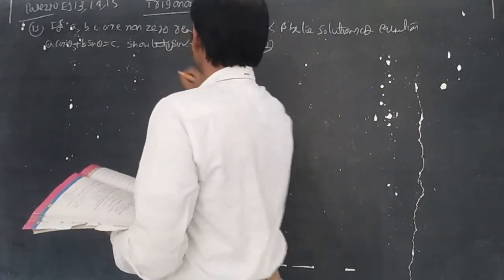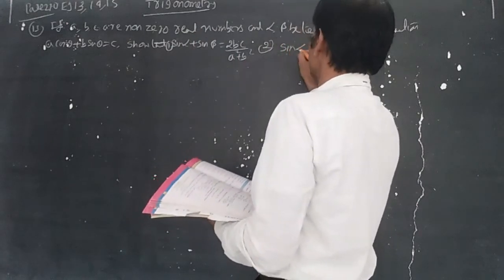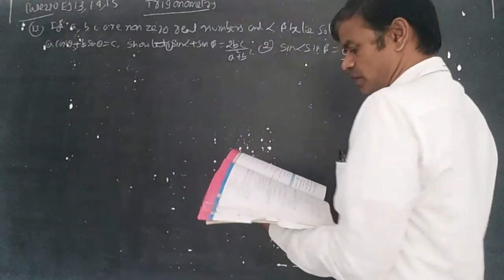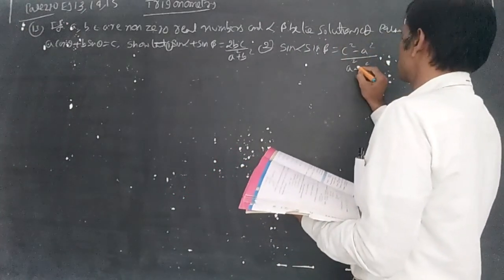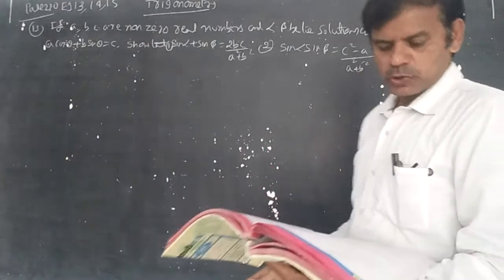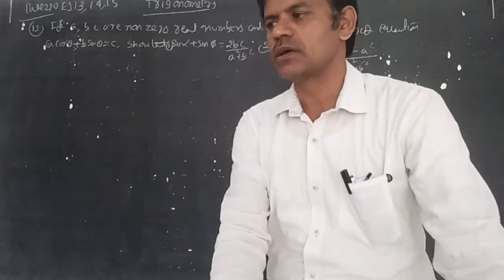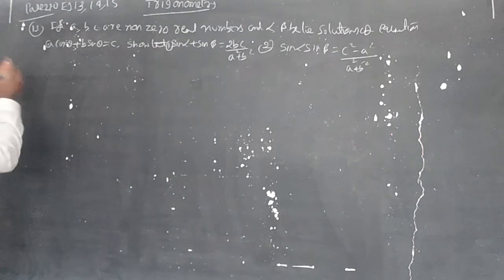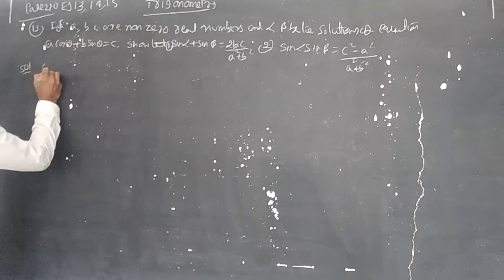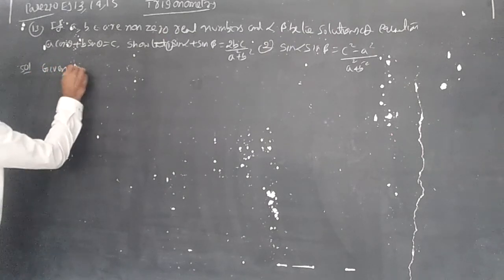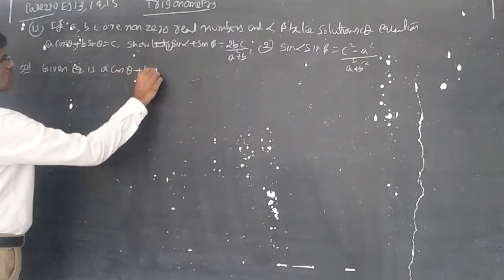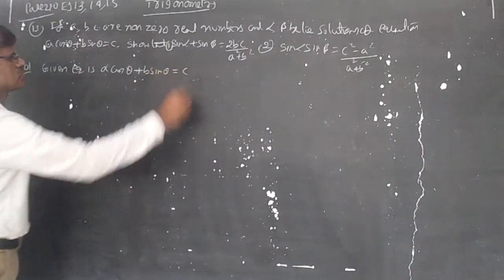this is the first bit, and the second bit is that sin alpha into sin beta is equal to c square minus a square by a square plus b square. We need to prove sin alpha plus sin beta and sin alpha into sin beta. The given equation is in the form a cos theta plus b sin theta is equal to c.